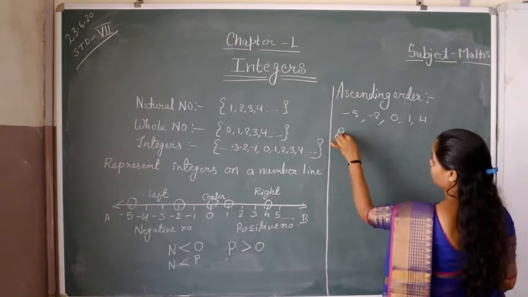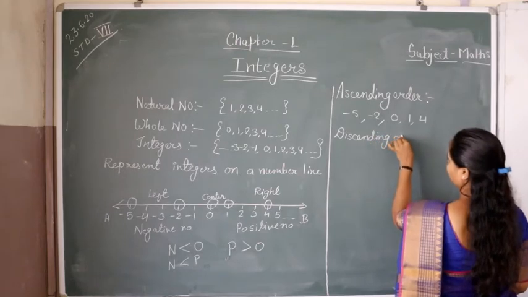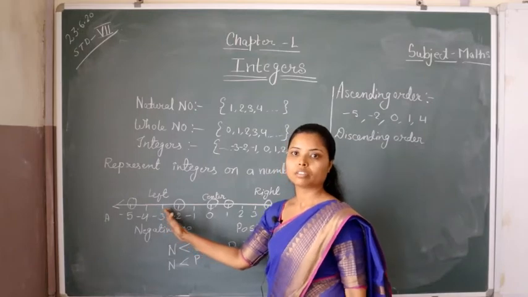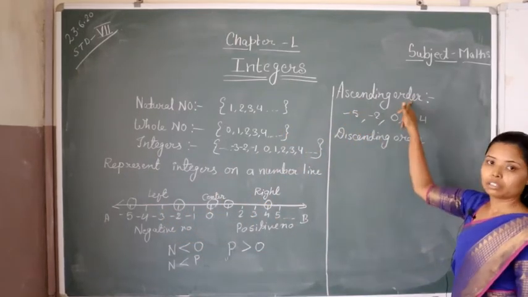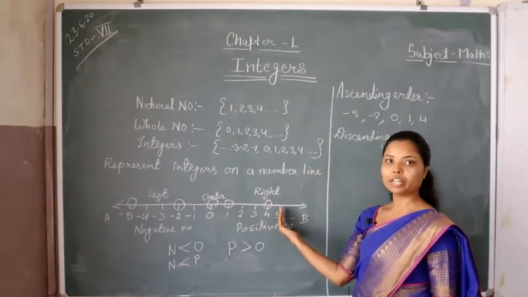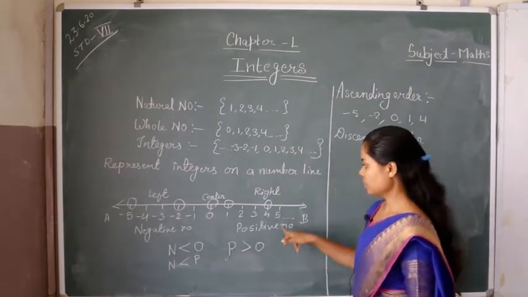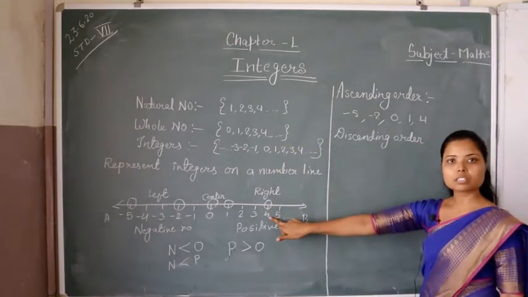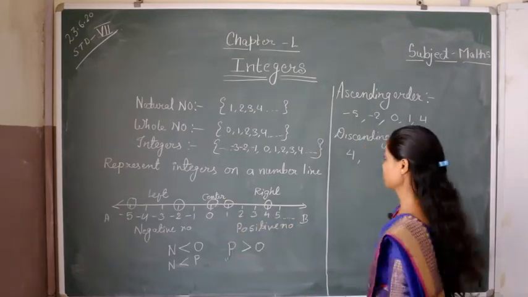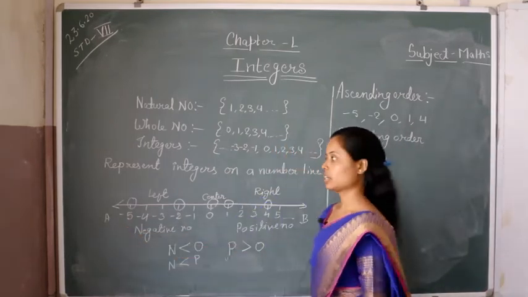As well as, we write these in descending order. So we go right to left. When we choose to write in ascending order, we come from left to right. In descending order, we go right to left. So our first marked number is 4, then 1, then 0, then minus 2 and the last one minus 5.